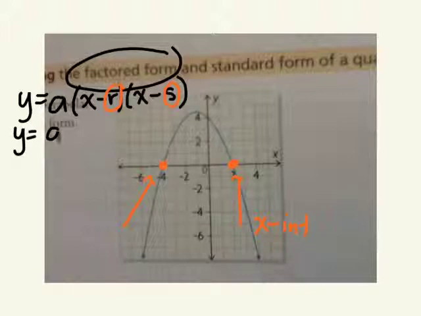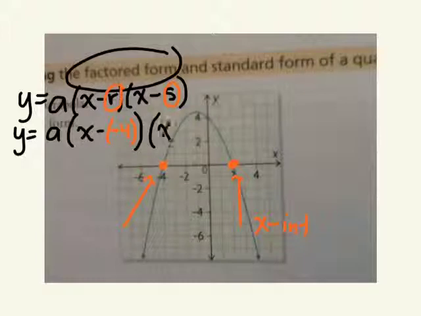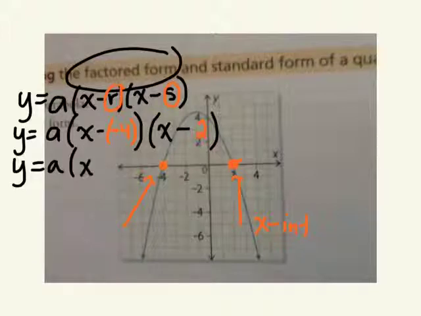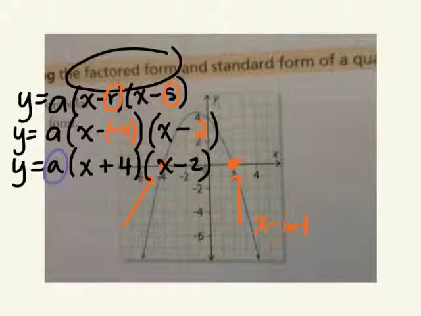y equals a bracket x minus, what's the first x-intercept? -4, close bracket, x minus, what's the second x-intercept? 2. y equals a bracket x, what's negative and a negative? Okay, and then x minus 2. We still have to find a in order to come up with the equation, right? We have to find another point on this parabola.